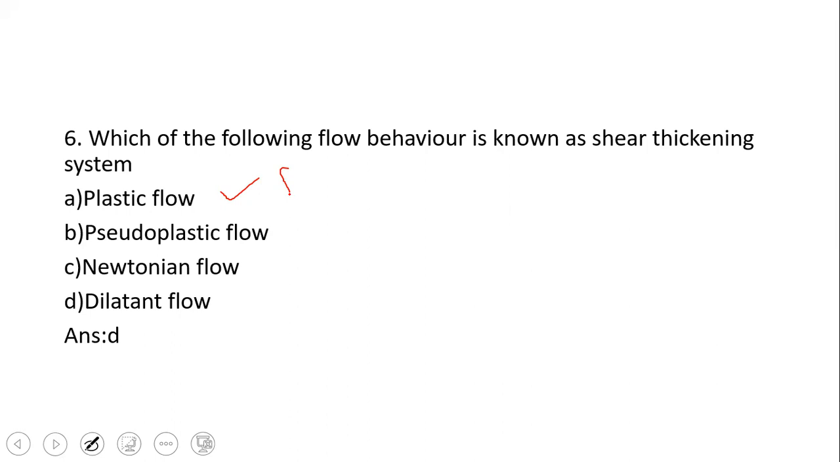So when a shear is applied to a shear thickening system, that causes an increase in viscosity. For example, when you prepare mayonnaise in the kitchen, what will happen? You are applying some stress. So you are turning the mixer grinder or the equipment used for making that mayonnaise. You are giving some amount of stress to that system. So that will increase the viscosity of the system. That is known as shear thickening. Dilatant flow system is known as shear thickening system.